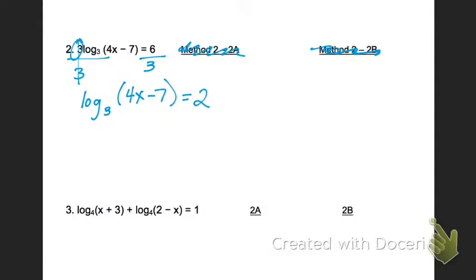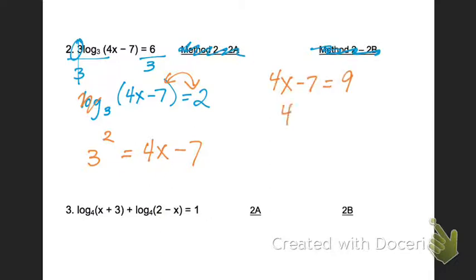So I've gotten it to where I just have a log on one side equals a number. Then I want to switch it to be exponential. What happens when I'm switching it to be exponential? The 3 comes up. So 3 squared equals 4x minus 7. Remember, these two switch and the log goes away. So 4x minus 7 equals 9. 4x equals 16. So x equals 4.